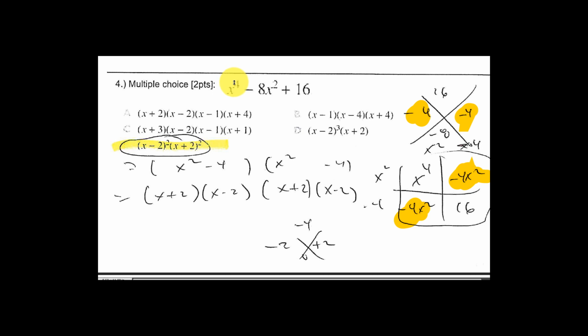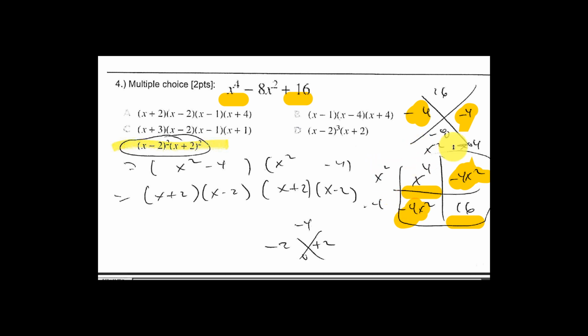That is x to the 4th. Your first value always goes in the top left there, and then the 16 always goes into the bottom right there. And then you take the greatest common factor, x squared. Okay, this is a little tricky, -4, and this one is -4. Remember, multiply to check your answer.